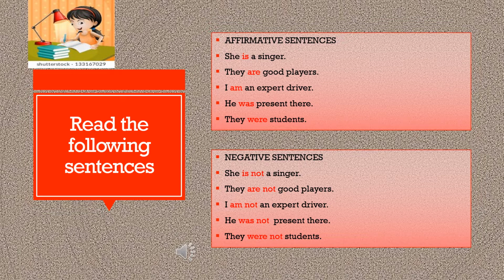The affirmative sentences have been converted into negative sentences. So, we will go through it. First one is, she is not a singer. They are not good players. I am not an expert driver. He was not present here. They were not students. So, students, read these sentences very carefully.